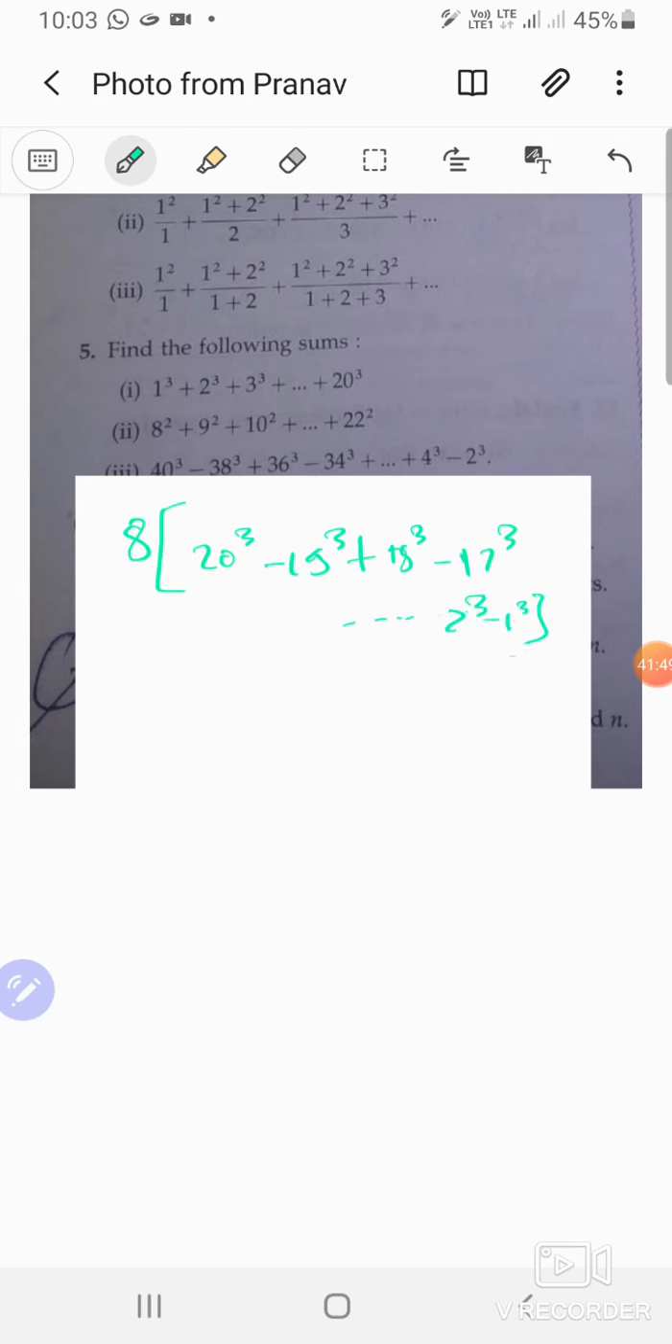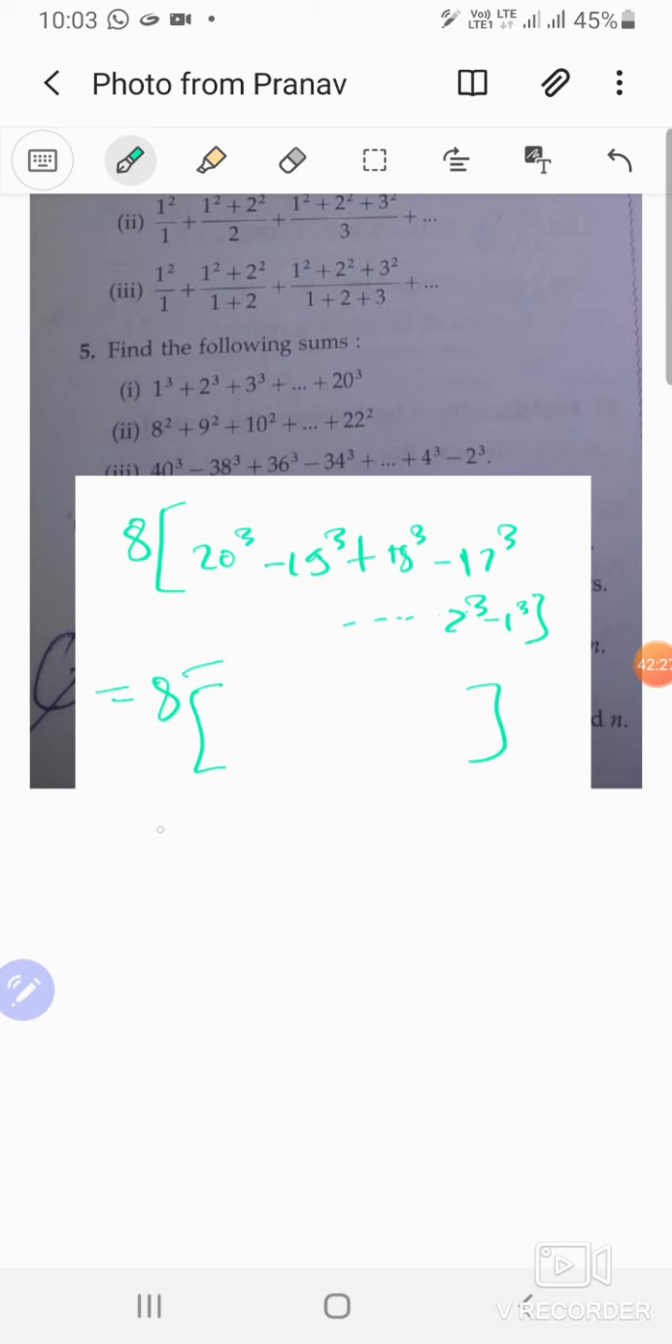Wait a second. Oh, that's nice. This is not a big deal. It's 8 times, first of all, I'm just going to regroup this: 20 cubed plus 18 cubed till 2 cubed, then minus 19 cubed plus 17 cubed. Wait, no, don't do that yet. We can do better than this. It's just 20 cubed minus 19 cubed plus 18 cubed minus 17 cubed. Alright, this is r plus 1 cubed.